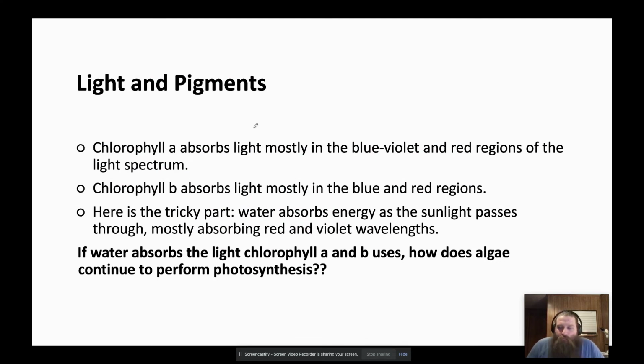Now, the pigments that both plants and algae use to capture light energy and transform it into sugar vary from species to species.